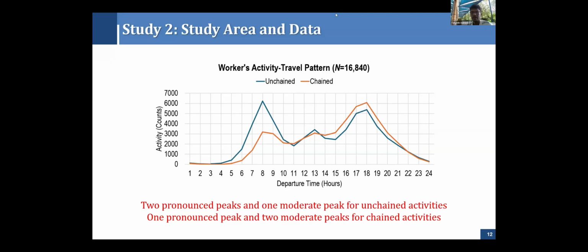This chart represents the distribution of chained and unchained activity counts throughout the day for workers. We see two pronounced peaks between 7 to 9 a.m. and between 5 to 7 p.m., and one moderate peak between 12 to 2 p.m. for unchained activities. The distribution of chained activities has one pronounced peak between 5 to 7 p.m. and two moderate peaks between 7:30 to 9 a.m. and between 12 to 2 p.m. The morning and evening peaks for unchained and chained activities coincide with the usual commuting times.